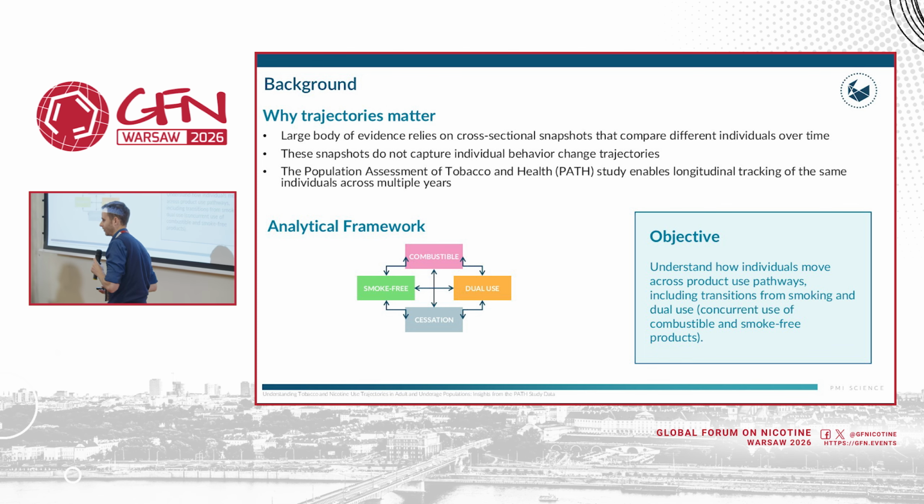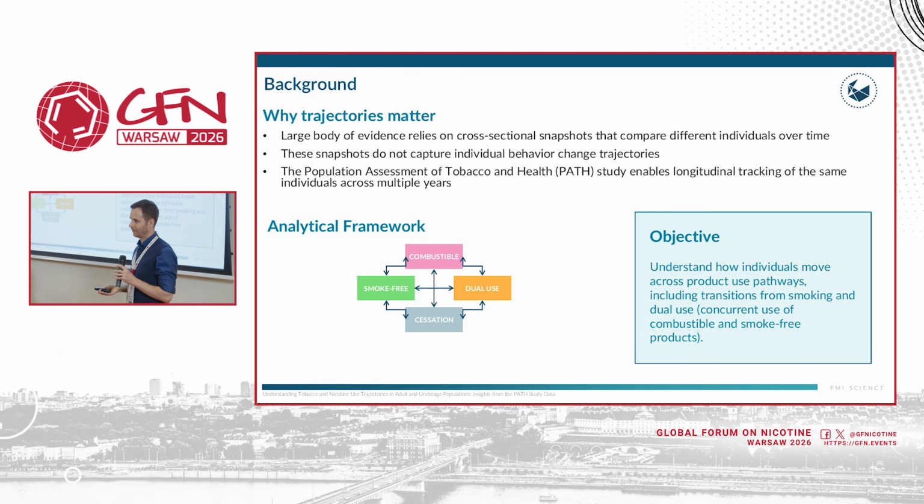If you would like to understand product use transitions, what we would like to have is a longitudinal data set so that we can measure a person across time. The PATH data set is such a data set. It is a large US nationally representative data set of 50,000 plus consumers who are followed up across time. Right now we are at wave 8, the 8th follow-up, which started in 2013. In this presentation, I'm going to be looking at 2013 to 2023, so 10 years of product use experience.